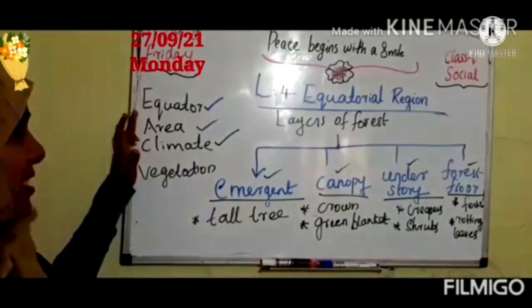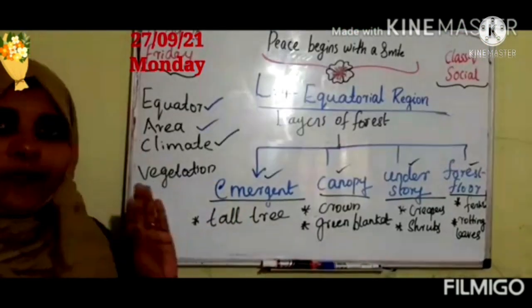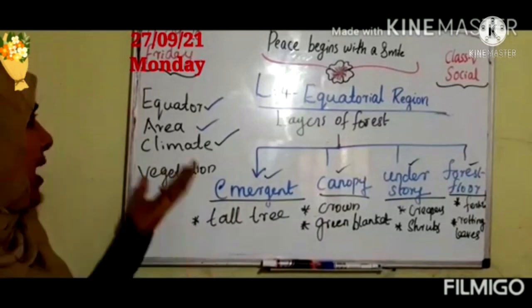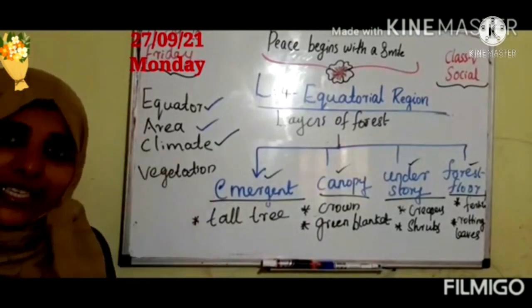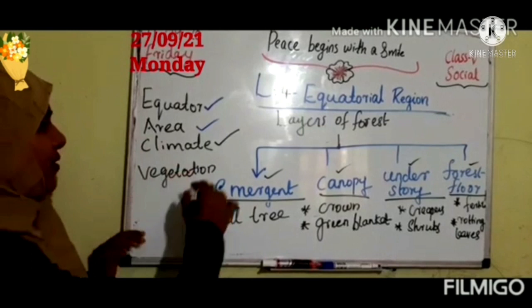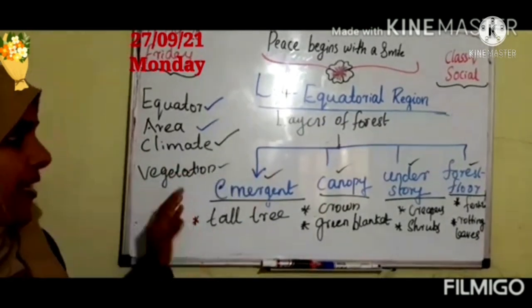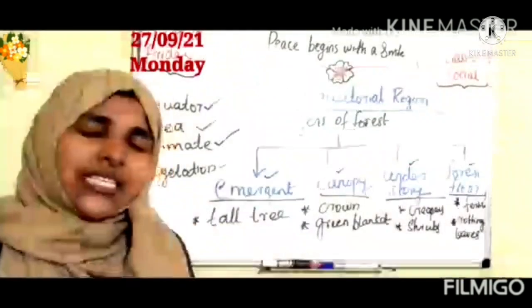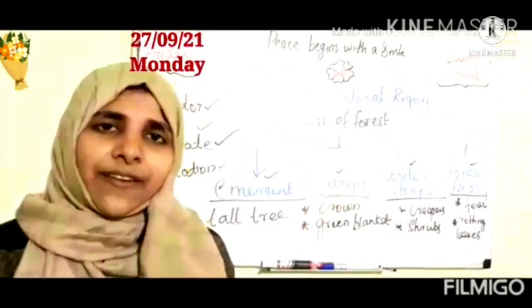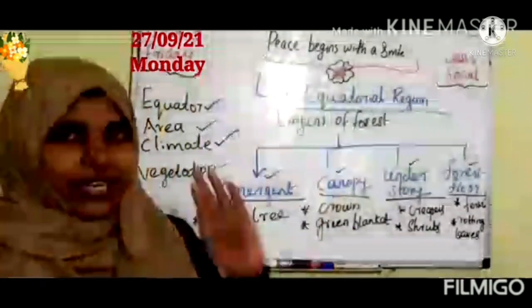And now we have discussed the different areas in the equator and where the equator is located, then the climate, and we discussed the vegetation also. Is it clear to all of you? In our next class we can discuss the people and occupations of the equatorial region.